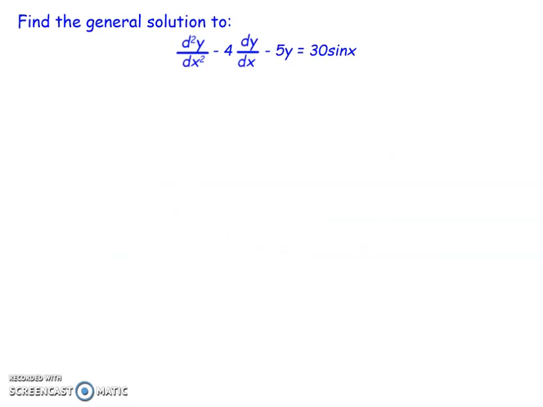So what I want you to do is find the general solution to this differential equation given here. So d2y by dx squared minus 4dy by dx minus 5y equals 30 sin x. Pause the video and have a go, then come and check what you've done.